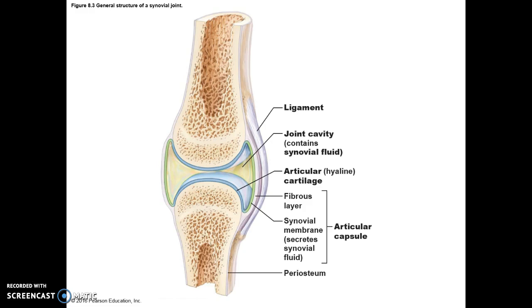Here is a picture of a typical synovial joint, and you need to know this picture and be able to identify the parts of a synovial joint. This is a typical one.